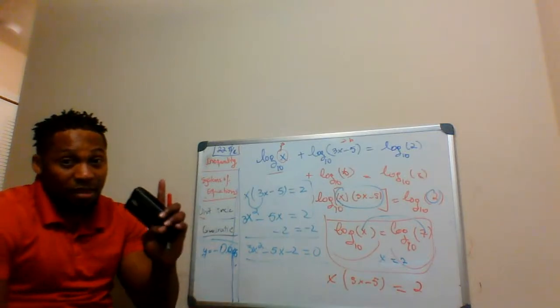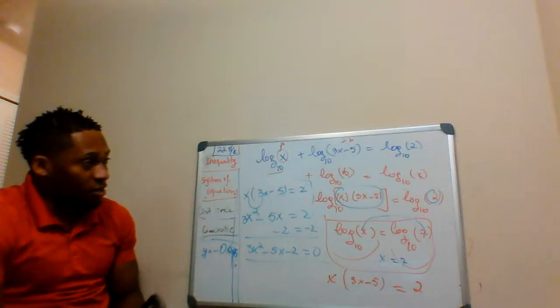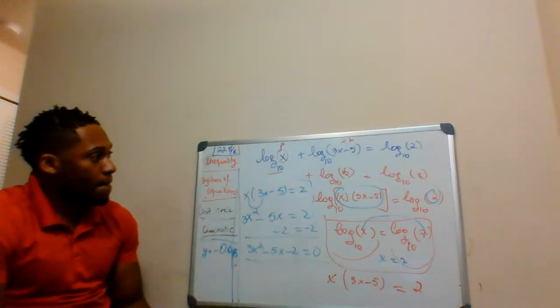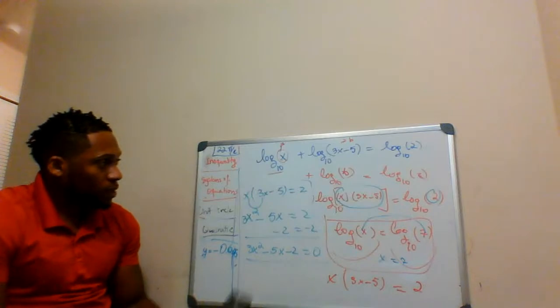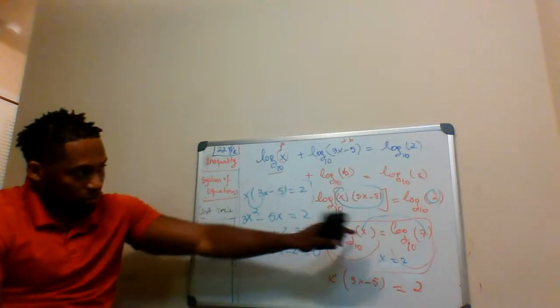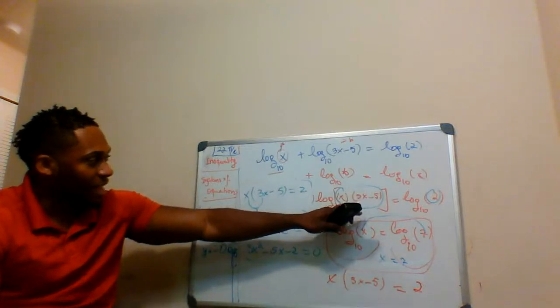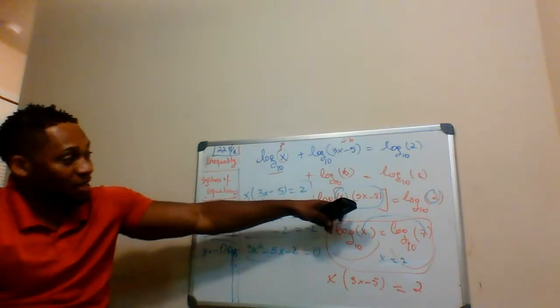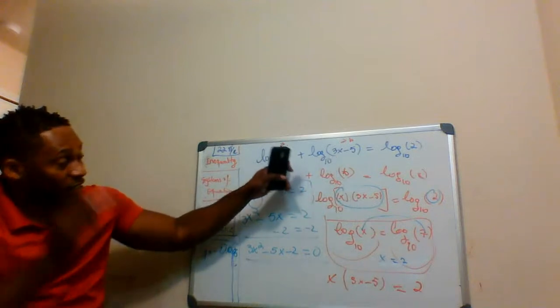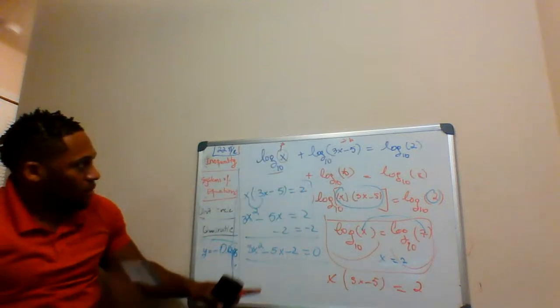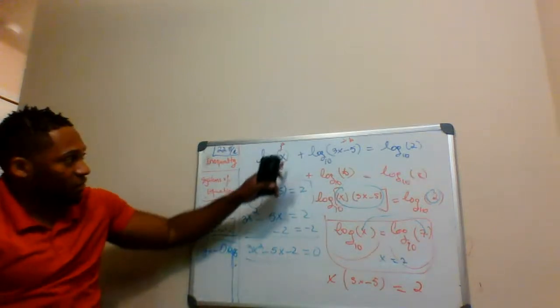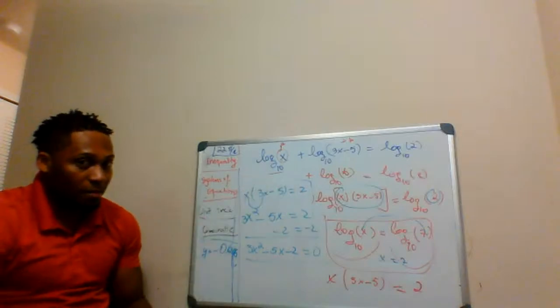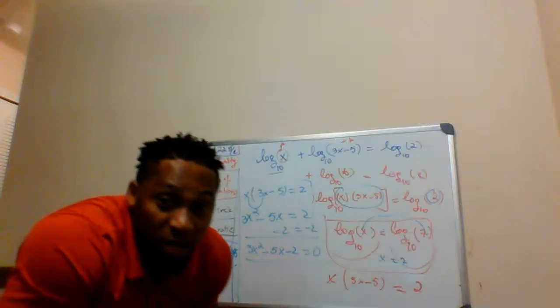And if you find a negative number, don't put that in there, because we have to make sure that whatever you find here, when you plug it inside of the log function, it needs to be positive. If you find a negative number, it cannot be negative. Log of something cannot be negative.